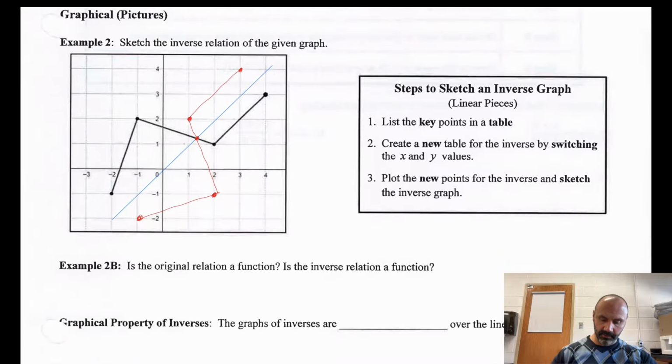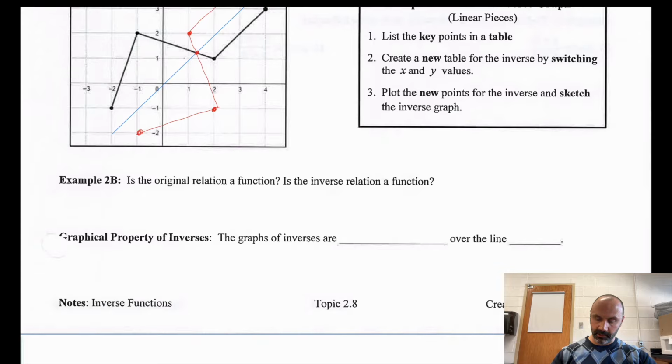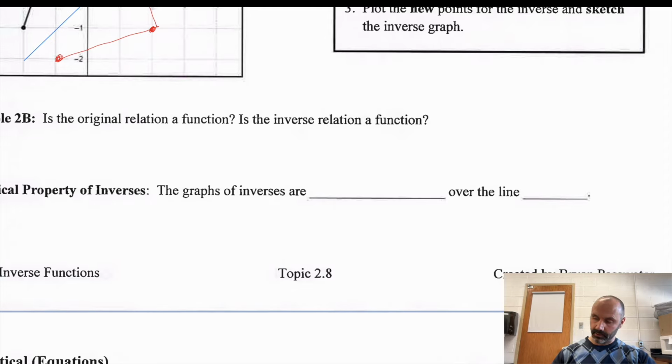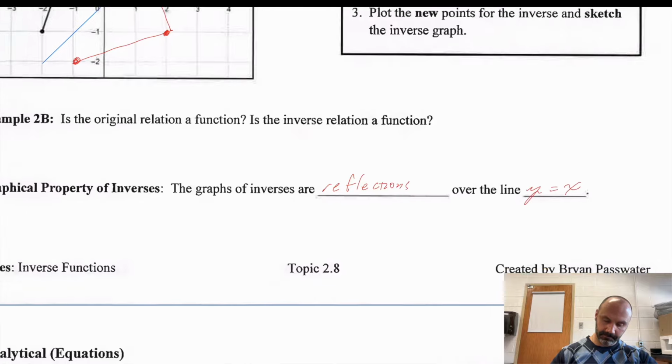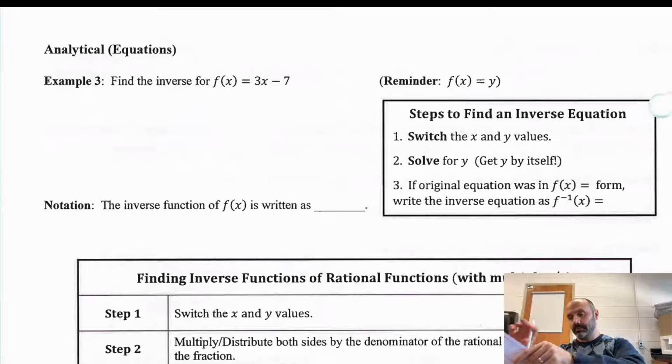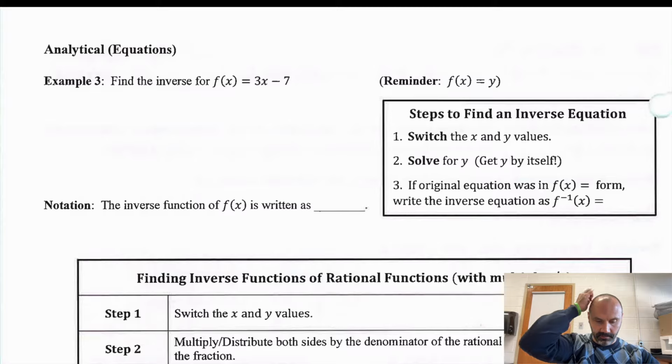You can create a table for that if you need to keep track of the numbers. So the graphs of inverses are reflections over the line y equals x. Now, when we actually have equations, what we can do is switch the x and y variables and solve. For example, find the inverse for f of x equals 3x minus 7.